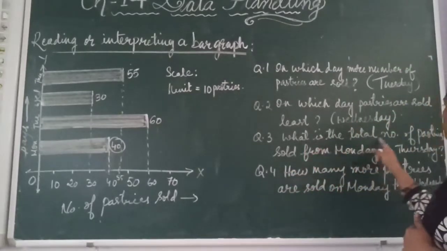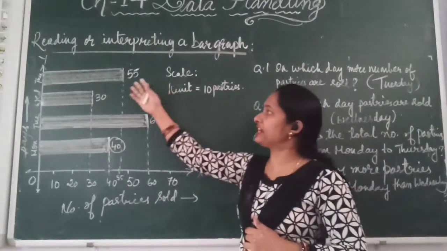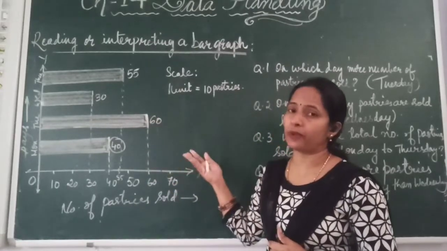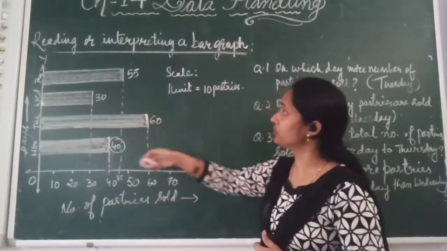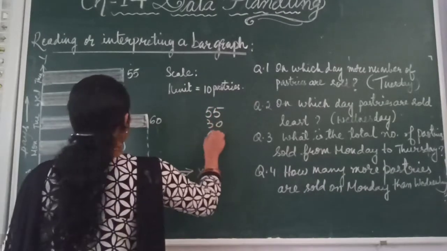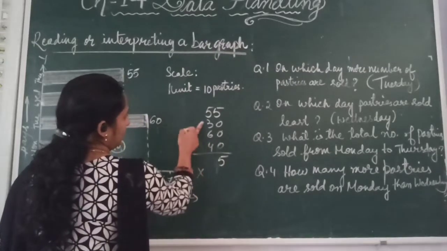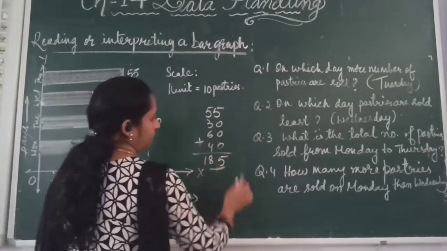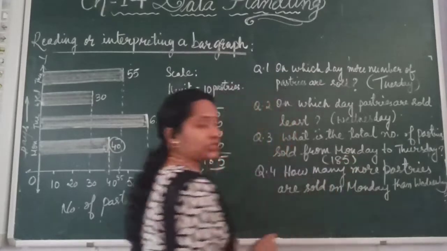Next we have, what is the total number of pastries sold from Monday to Thursday? As we have already written how many pastries are sold on these days, directly by adding them all you can find the total number of pastries sold from Monday to Thursday. So just simply add it: 45, 30, 60 and 40. The total is 175 pastries. So the answer to this will be 175 pastries.